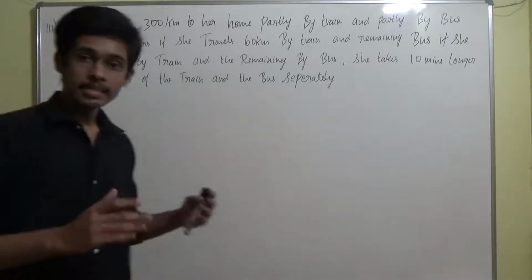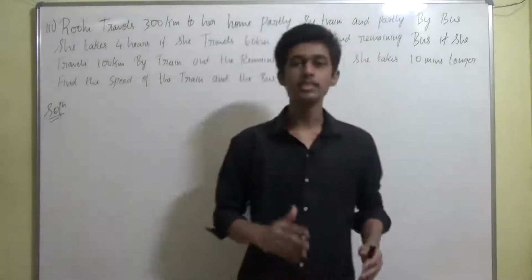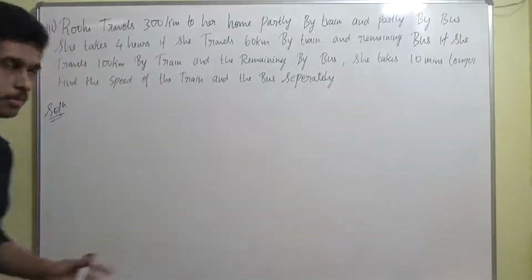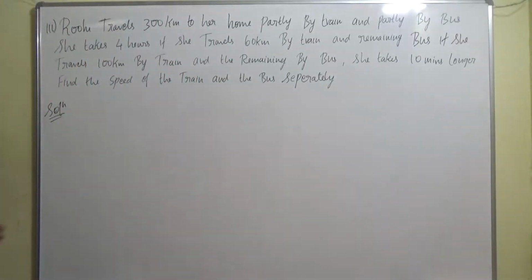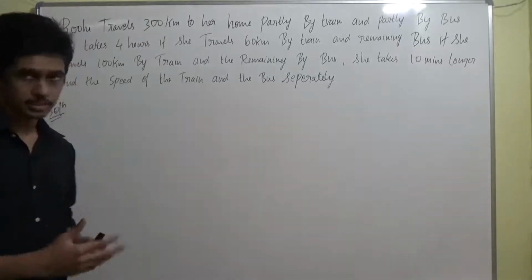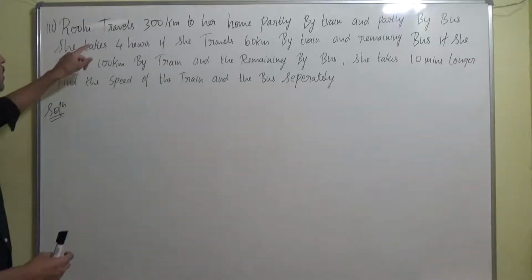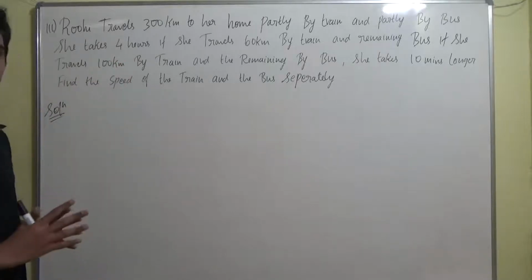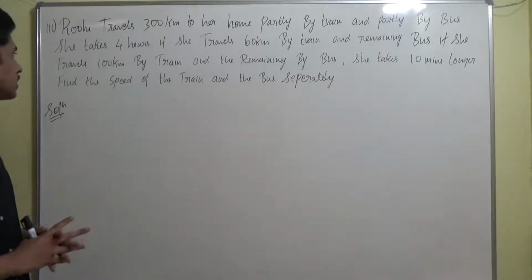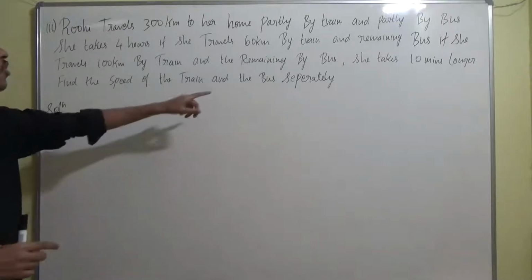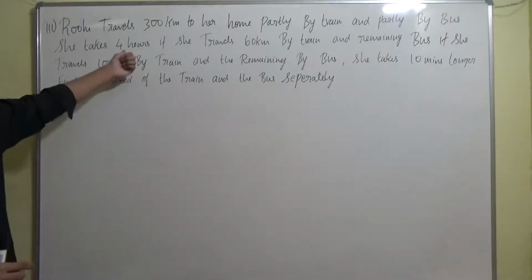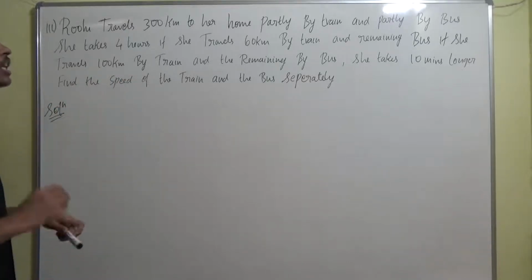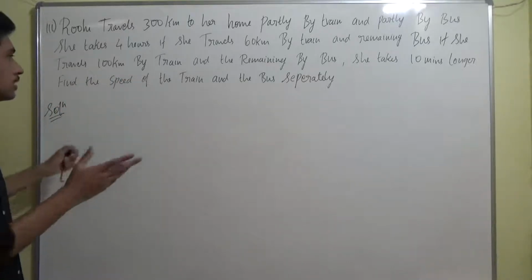So guys, in this question, there's a girl called Ruhi and she travels to her village or to her home, right? And she travels partly by train and partly by bus. And the conditions they have given are: she takes 4 hours if she travels 60 kilometers by train and the remaining by bus. And she takes 10 minutes longer than 4 hours, that is 4 hours 10 minutes, if she travels 100 kilometers by train and the remaining by bus.